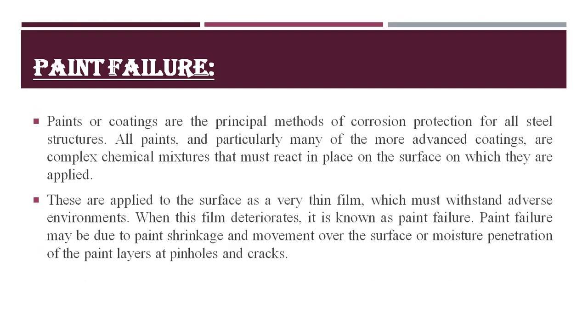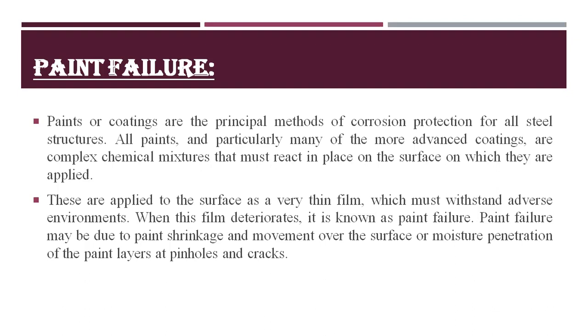Paints or coatings are the principal methods of corrosion protection for all steel structures. All paints, and particularly many of the more advanced coatings, are complex chemical mixtures that must react in place on the surface on which they are applied. These are applied to the surface as a very thin film, which must withstand adverse environments. When this film deteriorates, it is known as paint failure.